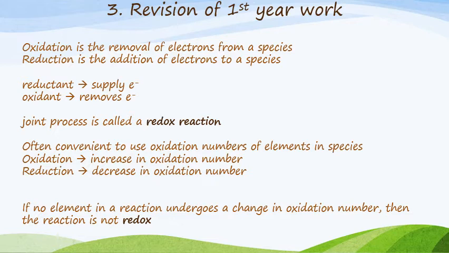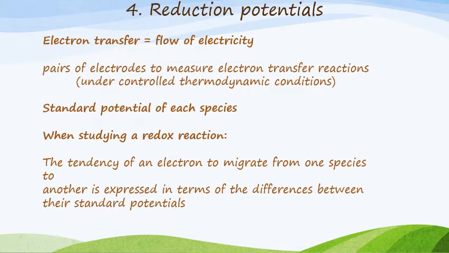We know what happens to the oxidation numbers during oxidation and reduction, and we find that if no element in the reaction undergoes a change in its oxidation number, then the reaction is obviously not a redox reaction at all. We know what electron transfer is. It allows for the flow of electricity, and you're familiar with setting up electrodes and electron transfer, the standard potentials.